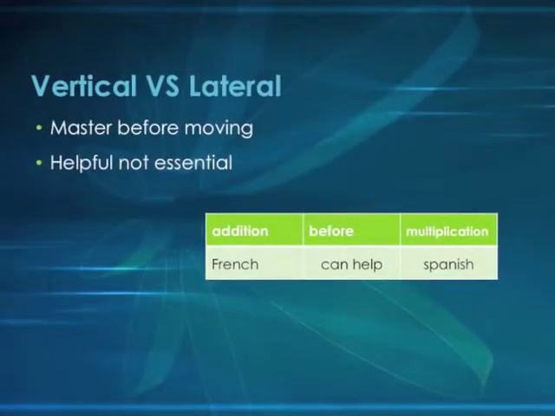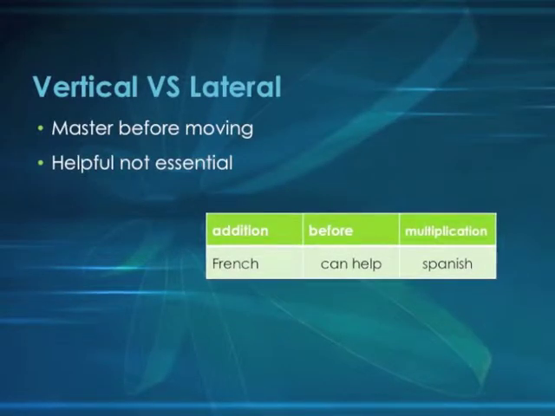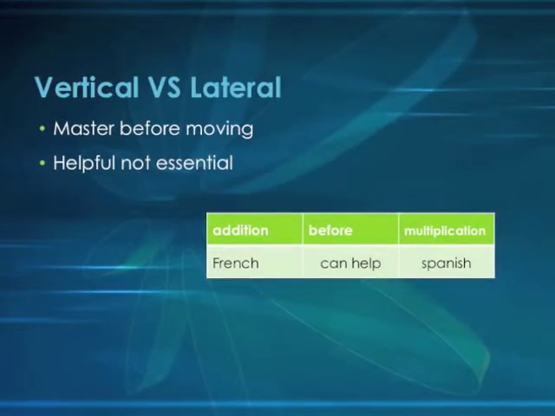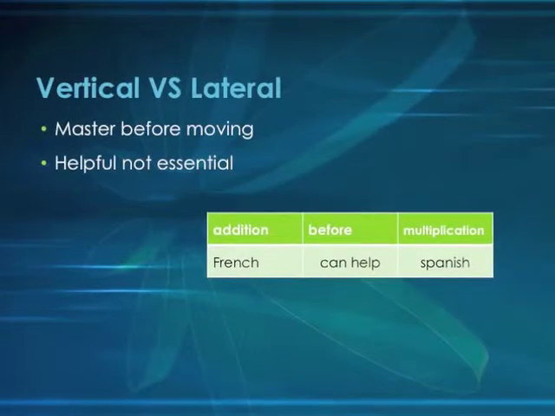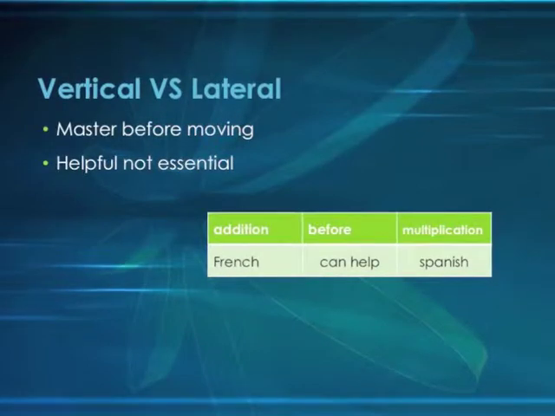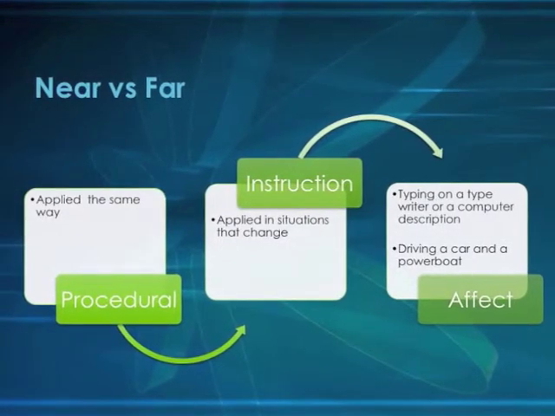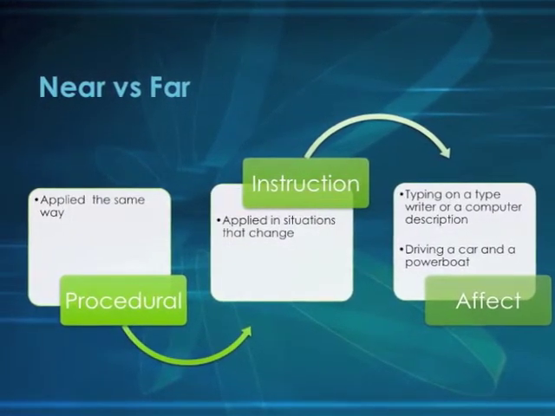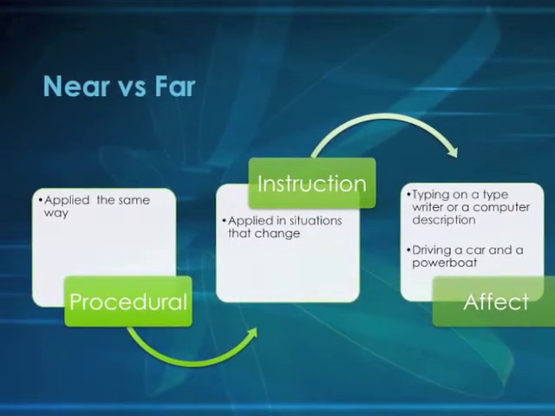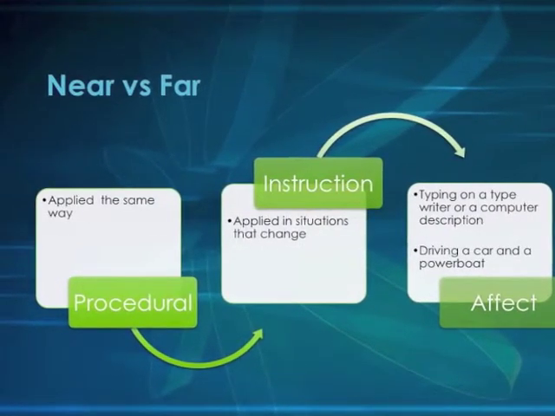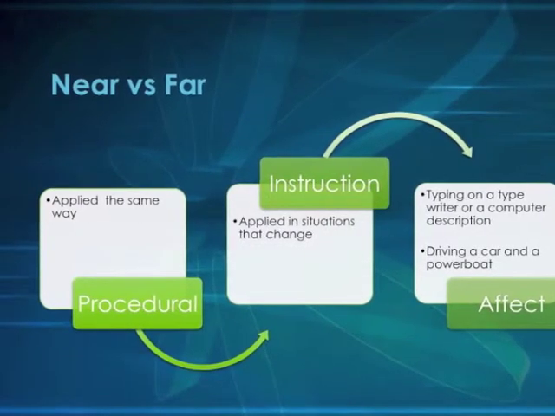Vertical transfer, when the topics build upon one another. Master one topic before moving to the next. An example would be mastering addition before moving to multiplication. When knowledge of the first topic is helpful but not essential, this is lateral transfer. Near transfer is when skills and knowledge are applied the same way every time they are used. Far transfer involves skills and knowledge being applied in situations that change.